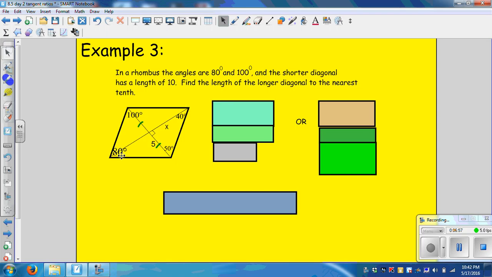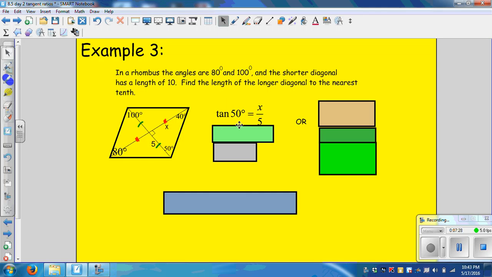To find the length of the longer diagonal, you first want to go ahead and find the length of half of it. Because these two segments are also congruent, I can calculate the upper half in a right triangle and then double it for the total. So I have an unknown length of x, and I know that these angles are 40 and 50 because the diagonals of a rhombus bisect the opposite angles.